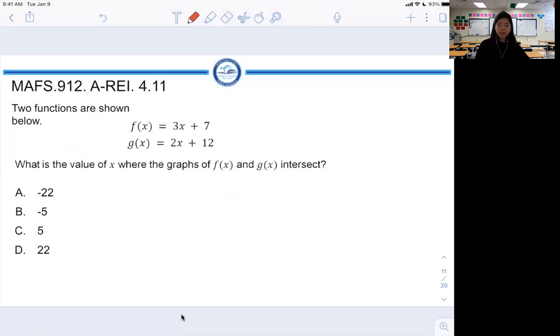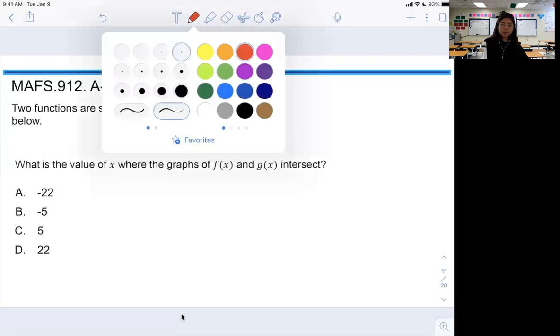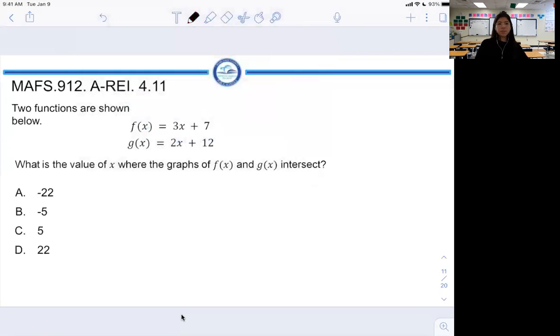Cool, cool. Moving on. All right. Oh, these are easy. We did quadratics. We're done with that. Let's move on to some easier problems.